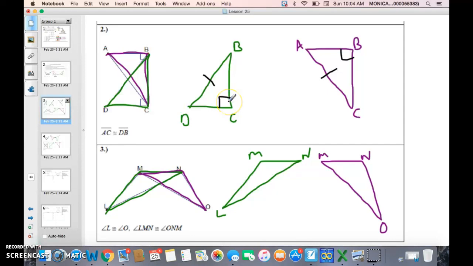And then I'm going to look for anything that overlaps. And so when I look here, I can see that this side right here is overlapping. So both of them have BC in common. And what I notice is because this is a right angle, this is my hypotenuse, and this is my leg, I can say that yes, in fact, these two triangles are congruent because of the hypotenuse leg postulate.